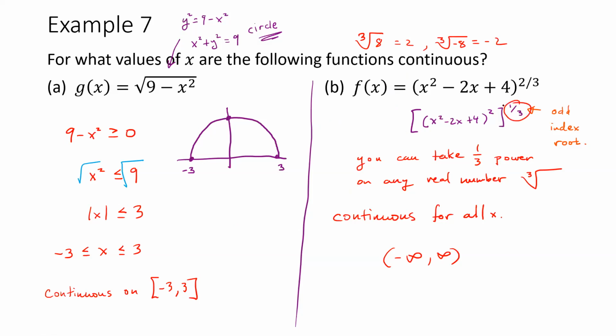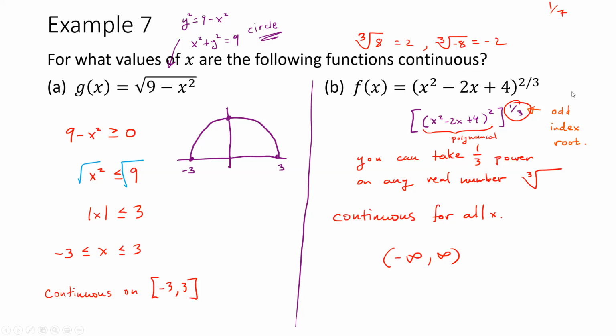So just remember, if this is an odd index root, if I had like the 1/7 power, it'd be the same thing as the 7th root. You can take the 7th root of any real number. So it doesn't matter what's inside here. This can be anything, and it'll always be continuous, as long as this is continuous inside here, which of course it is. It's a polynomial. Polynomials, we know, are always continuous everywhere. So then raising a polynomial to a 1/3 power is still continuous everywhere. Oh, okay, thank you. Because it's the odd index root. If this were a 1/2 power or a 1/4 power, then it would be a different story.